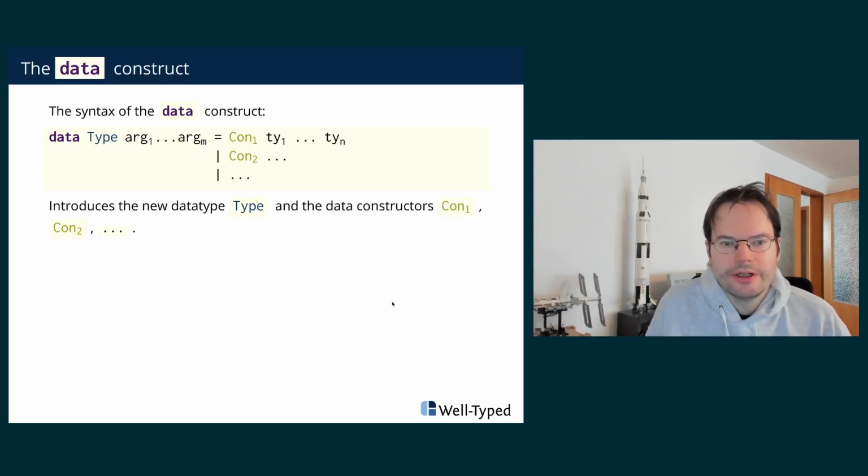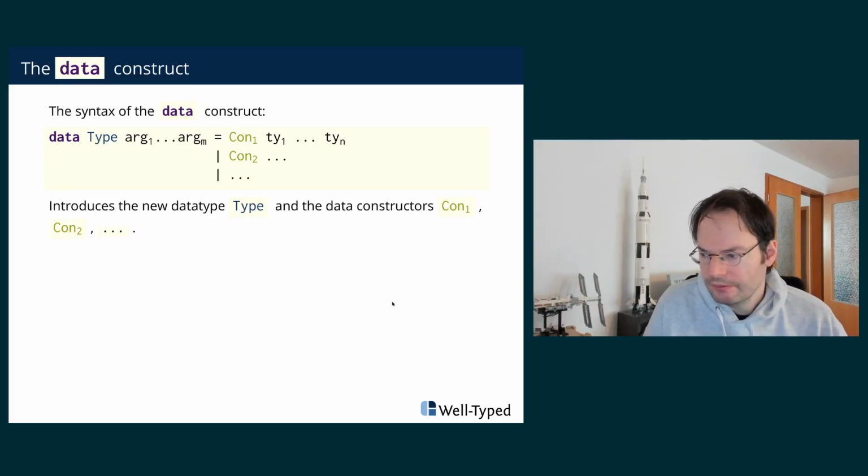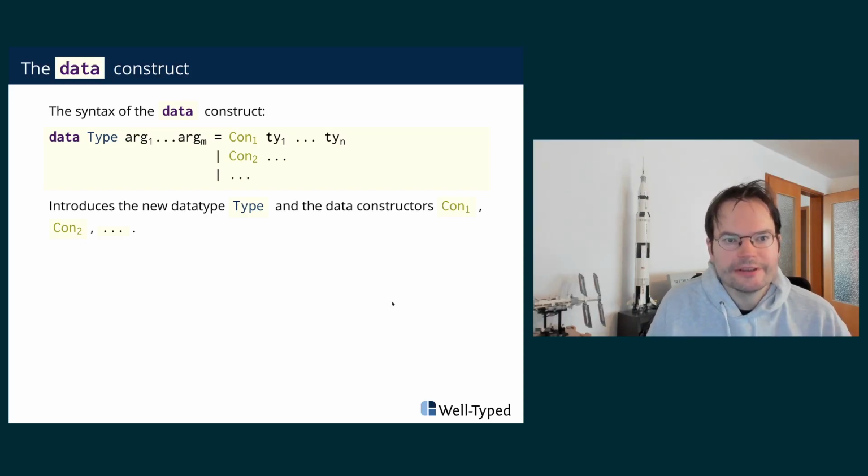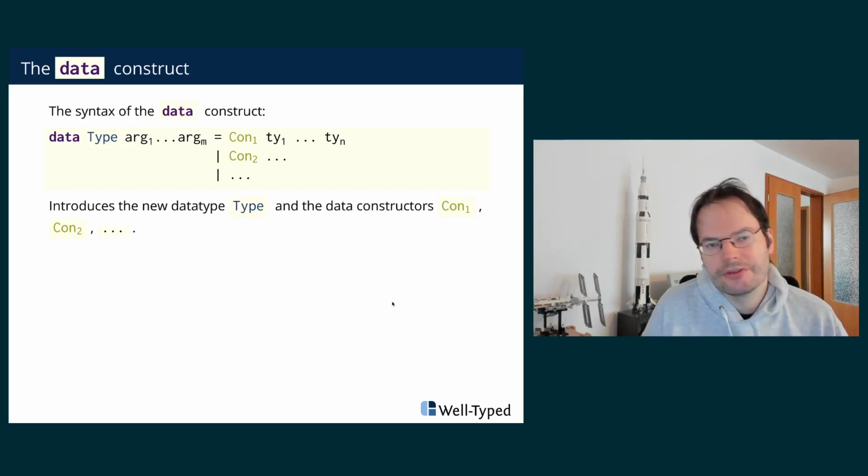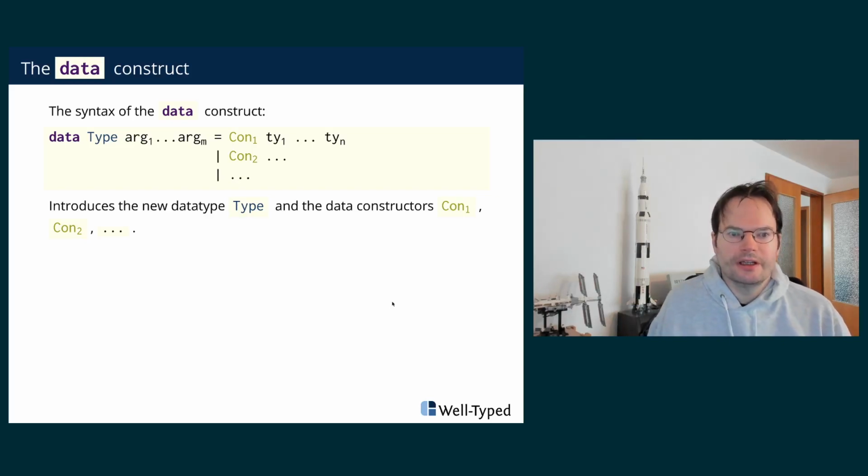In this video, I would like to summarize a bit what we know about data types so far in Haskell. Data types are defined using this data construct. And it is actually a rather versatile construct that can define data types of various different shapes. And this slide summarizes the general shape a bit.